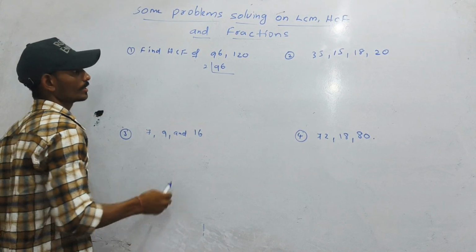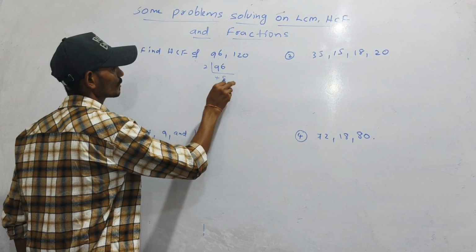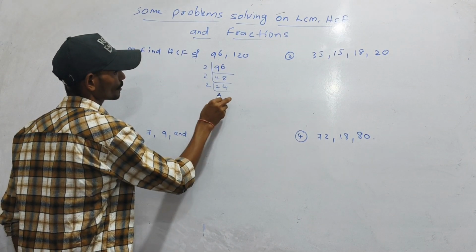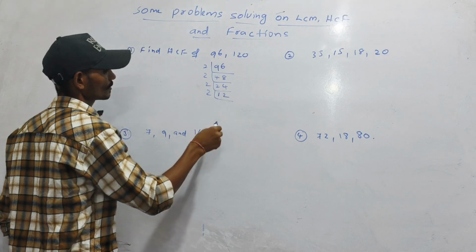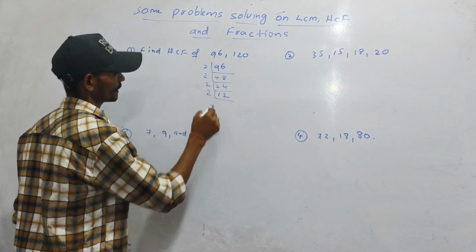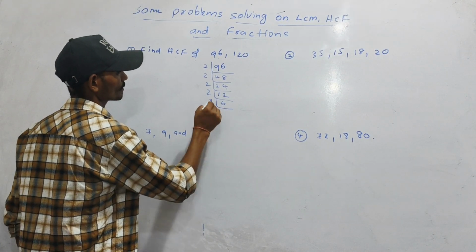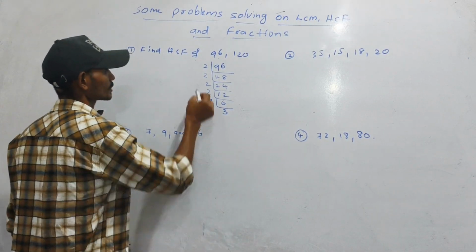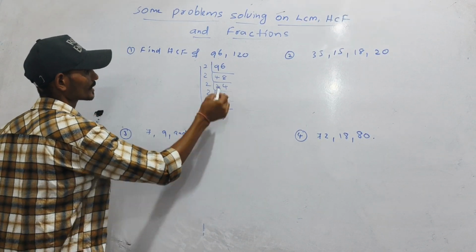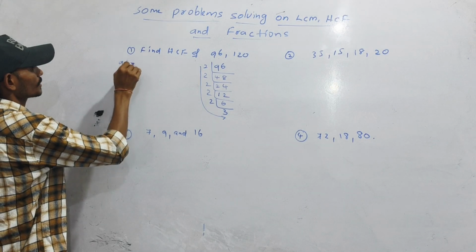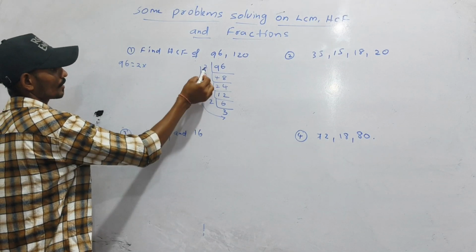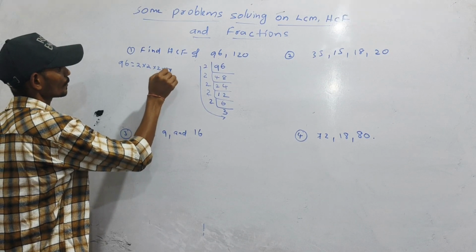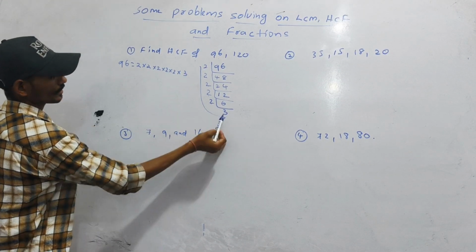96 is divisible by 2. So 2 4s are 48. Next 2 2s are 4, 2 1s are 2, 2 6s, 2 3s. Next it is not possible to divide. So all these numbers are the factors of 96. These all numbers are factors of 96.